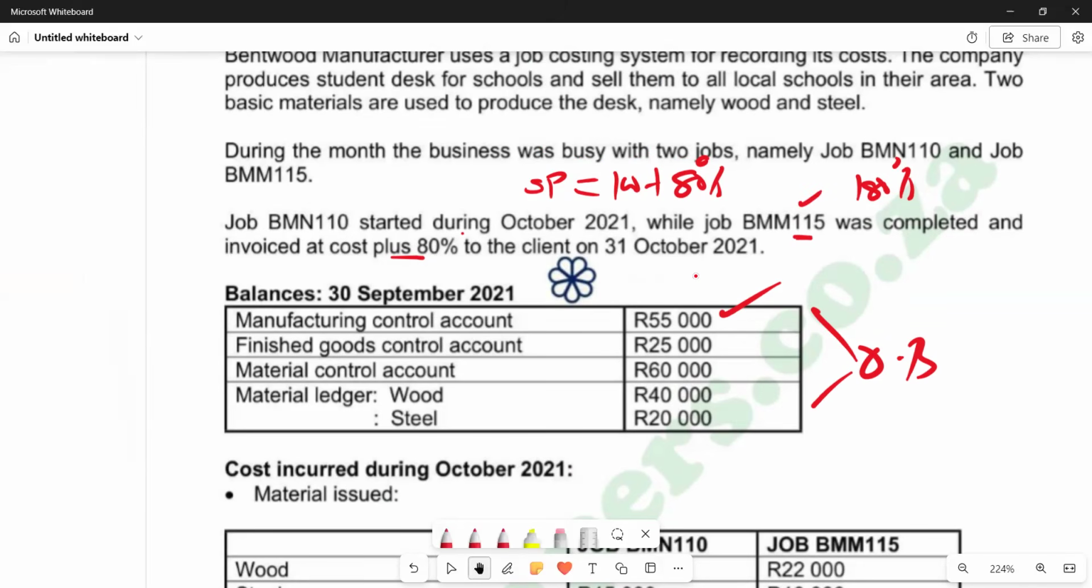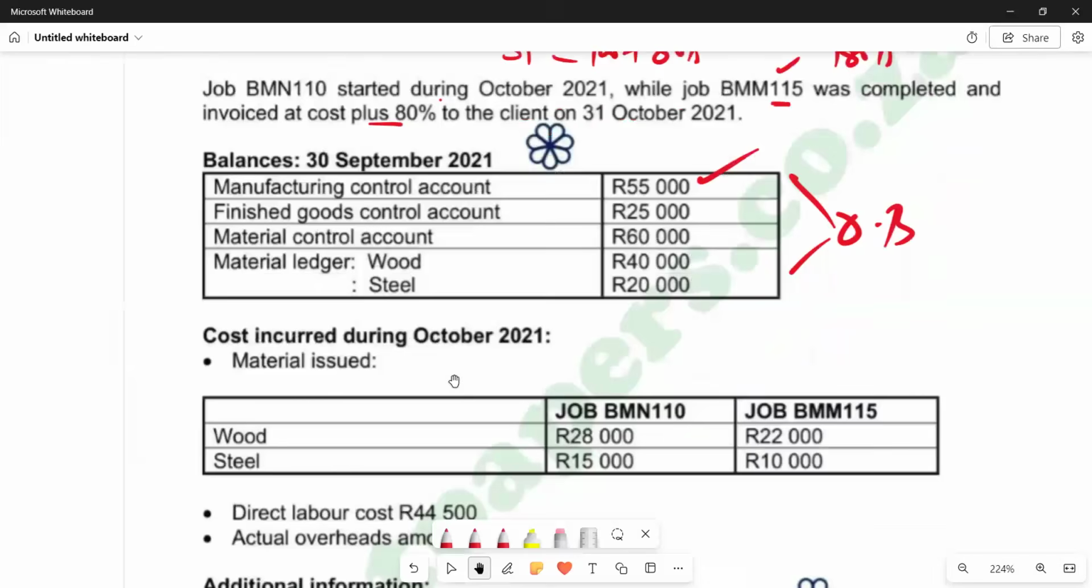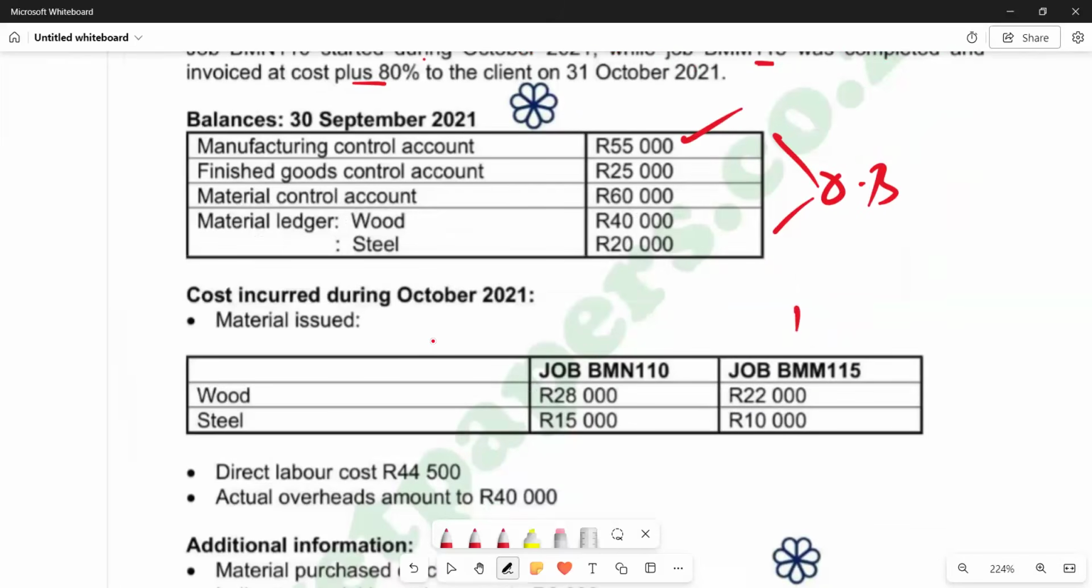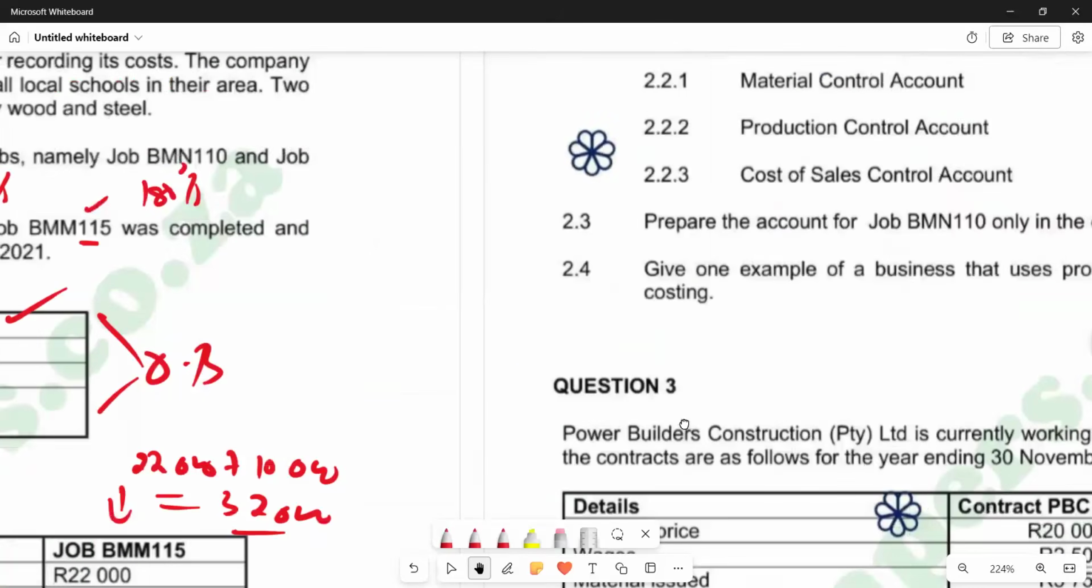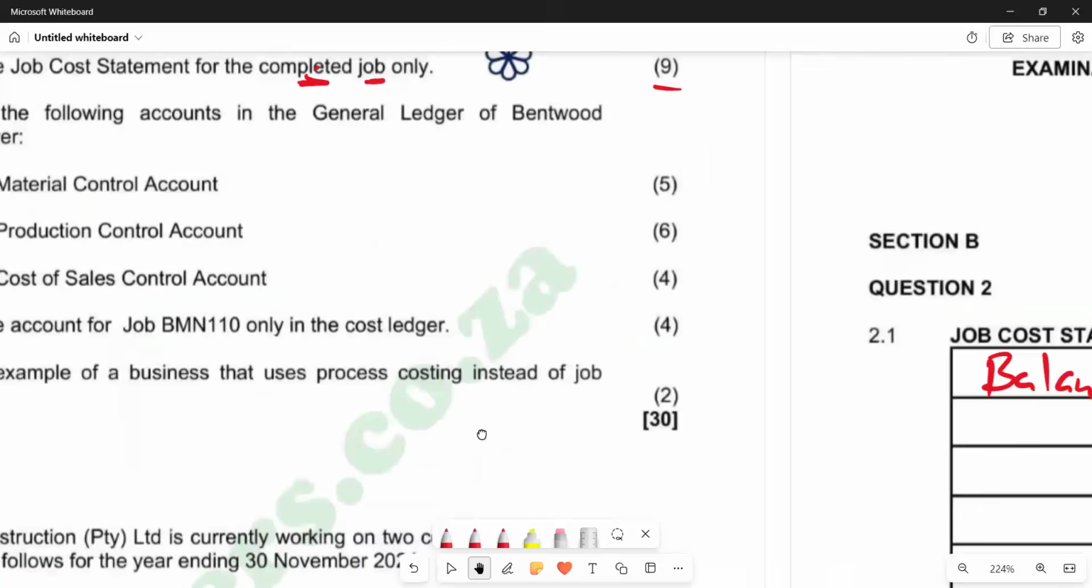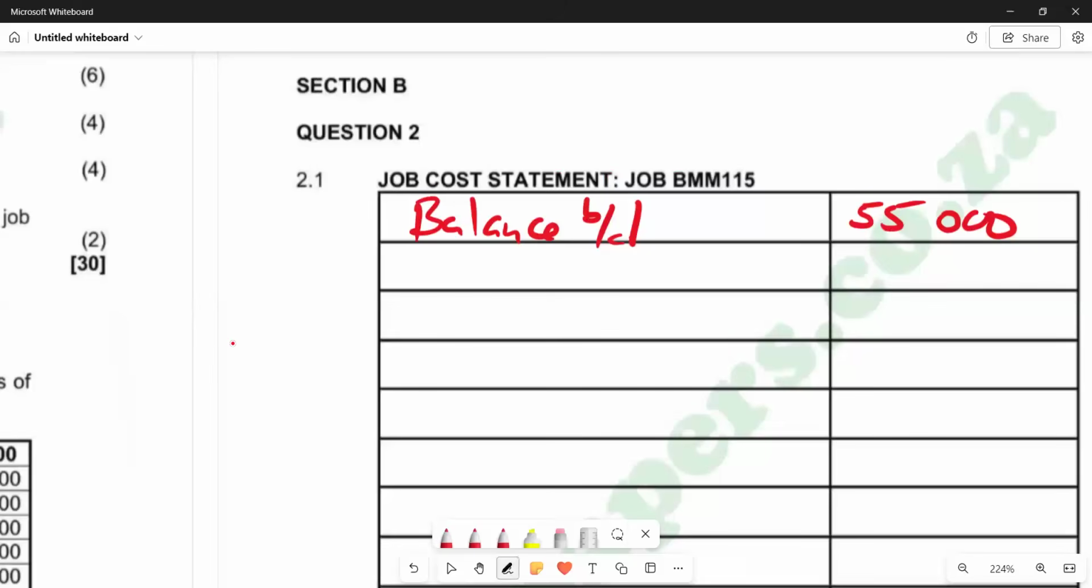So in terms of direct material, we've got a table that we are given there of material issued. That's where we're going to get the figures for material, but we are only concerned about job 115. So we're going to say 22,000 plus 10,000, and then obviously we get 32,000. So this is the figure for material that we're going to put there. So direct material, 32,000. So this is what we have done.